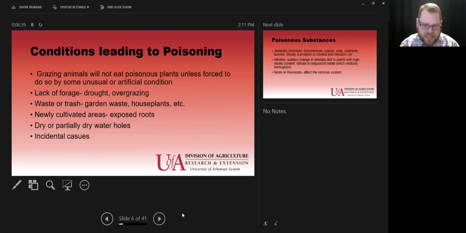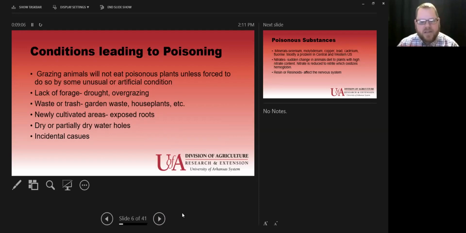Some conditions that lead to poisoning. Grazing animals would typically not eat a poisonous plant unless they're forced to do so. So that could be a lack of forage. A drought could be happening. We could overgraze. In Arkansas, we recommend somewhere around 2 acres for each head of cattle. So maybe you're just overgrazing it and there's nothing else to eat, and that's what they've gone to.